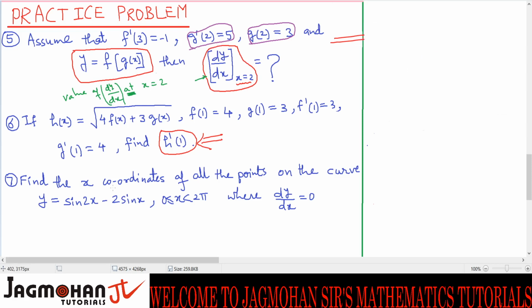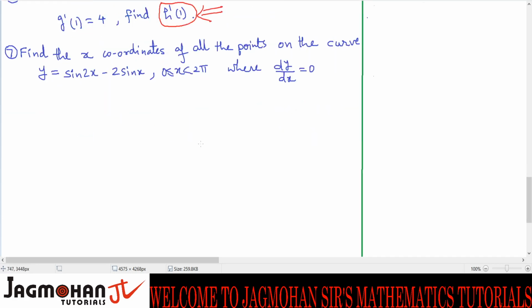Next question. The next question here is, we are given y equals to, find the x coordinate. This question is very interesting. Find the x coordinate of all the points on the curve y equals to sine 2x minus 2 sine x. So this is some curve whose equation is given, y equals to sine 2x minus 2 sine x.